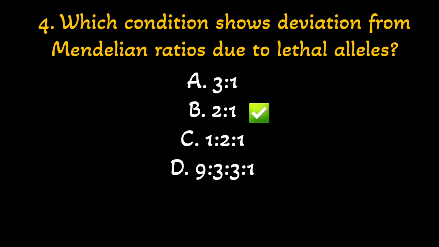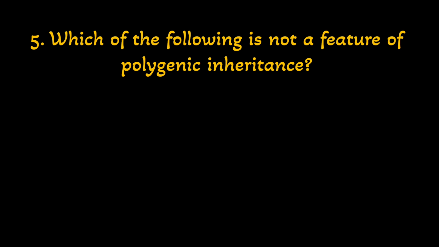And why? Because the lethal allele, student, will cause death in homozygous dominant individuals. So due to this, it will alter the expected 3:1 ratio to 2:1. You can understand this by example, that in mice, the yellow coat color gene is lethal in the homozygous condition. So only the heterozygous and the recessive offspring will survive. Now let's see the fifth question.